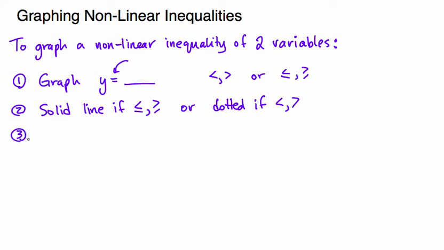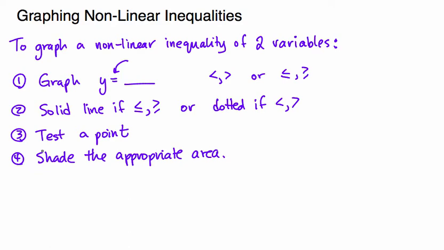And then, just like we did with the linear inequalities, we test a point, and if that point is in the solution area, then we shade in that area. If it's not, we shade in the other side of the curve. Okay, so let's take a look at this through an example.